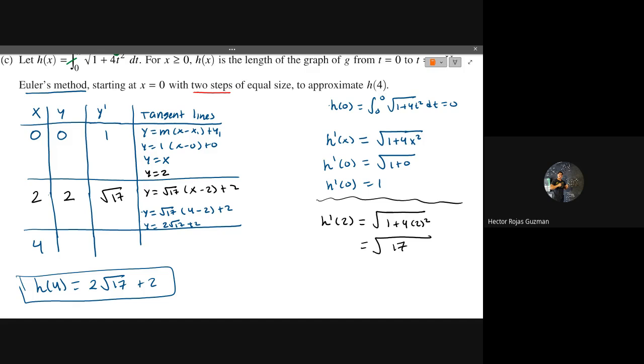If you don't know the table, that's okay. It's just know the concept, right? It's about making a tangent line. You get the tangent line to get the new y value. Then you build another tangent line, and you use that tangent line to get the next y value. You're just taking little steps.